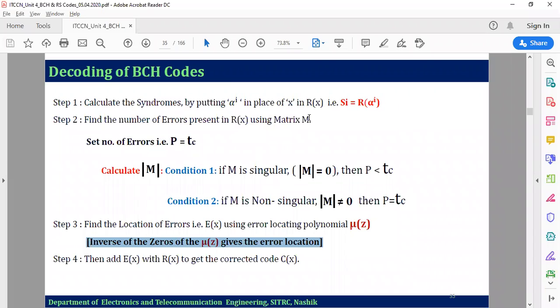Okay, if you have completed step number 3 and 4, please let me know.